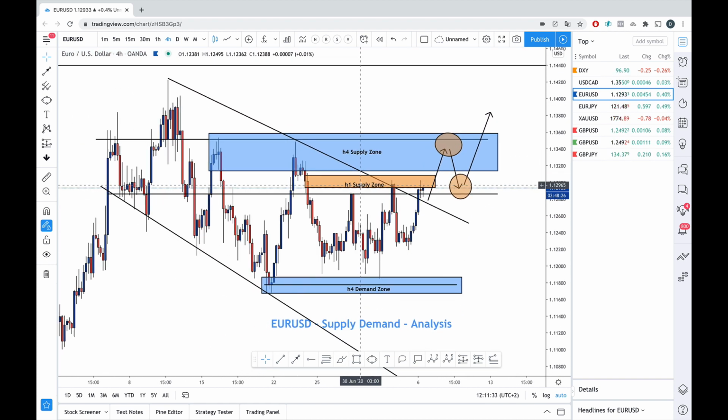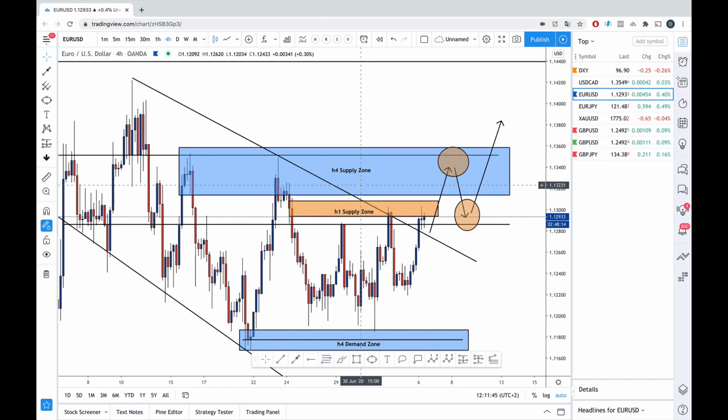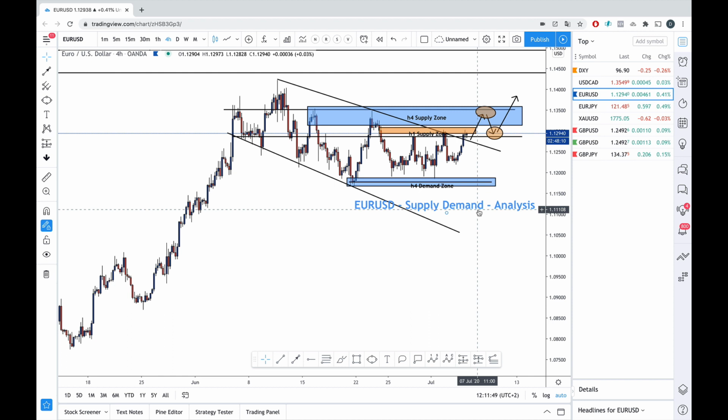The first confirmation for me was the DXY, because I've got confirmation for my DXY analysis on the monthly that we're going to go much more down, and EURUSD should then go up.